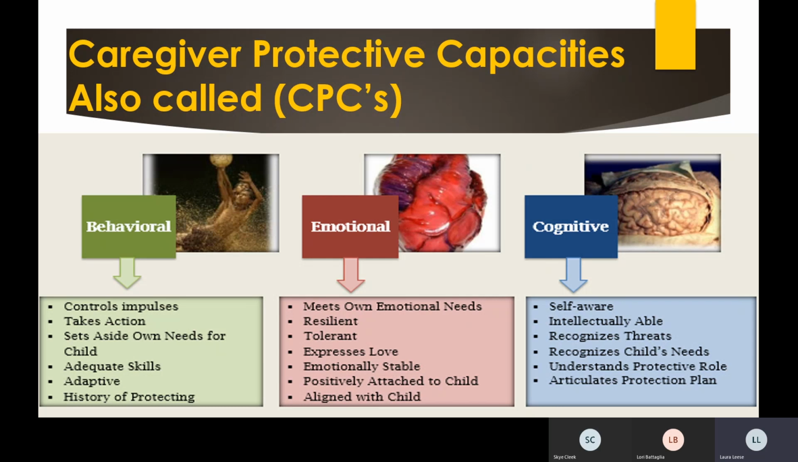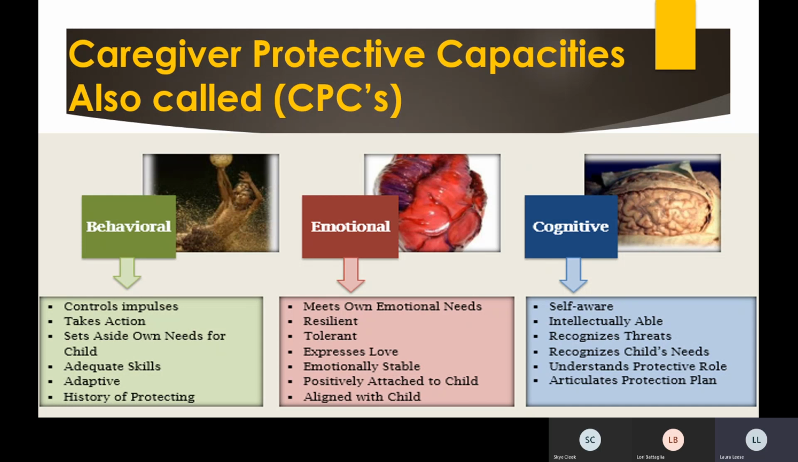The second protective capacity is emotional. So that is, how are the parents feeling about their children? If you recall back when we were doing some of the other domains, it asked us to notate and get information surrounding how they perceive their children. Do they perceive them as a burden? Do they perceive them as the light of their life? This is where the emotional component comes from.